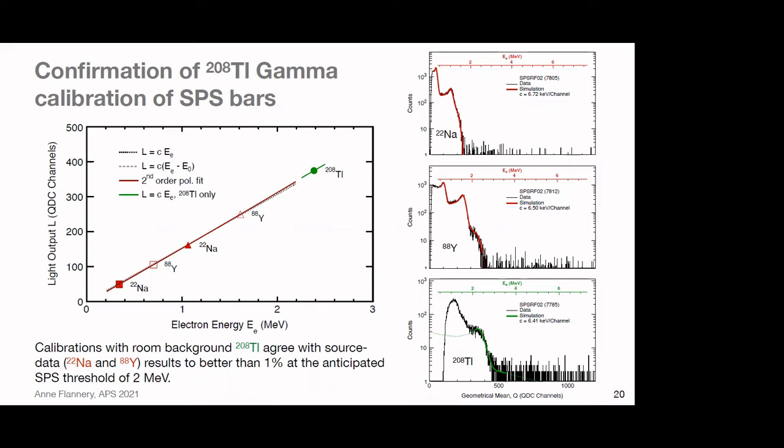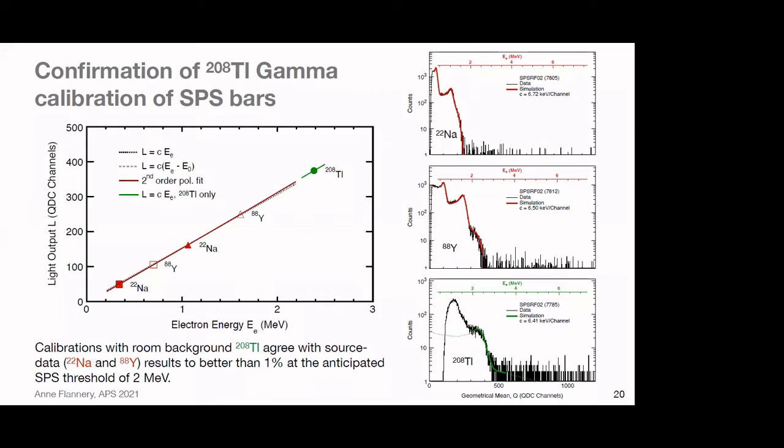So we did additional measurements with sodium-22 and yttrium-88 sources. So we have in total 5 Compton edges, which we use for our energy calibration in this example, and they are all consistent. So we are convinced that we do have a good energy calibration close to threshold where it counts.